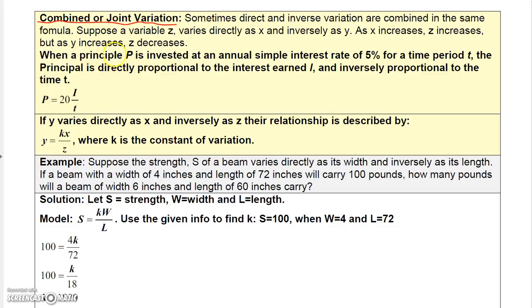So, for example, when a principal is invested at an annual simple interest rate of 5% for a time period t, the principal is directly proportional to the interest earned, but it's inversely proportional to time. So basically, we could say principal is equal to 20 times I over t, and that's if you invested $20. Sorry, I should have said that. But if you invest $20, you might get something like this. So if y varies directly as x and inversely as z, the relationship would be like this: Y would equal k times x divided by z, where k is the constant of variation.